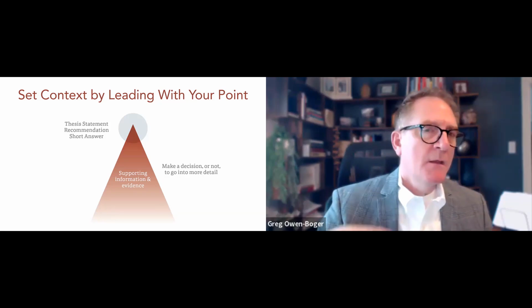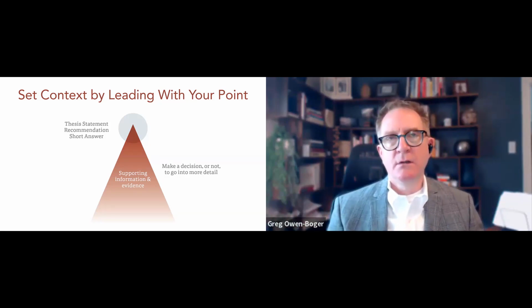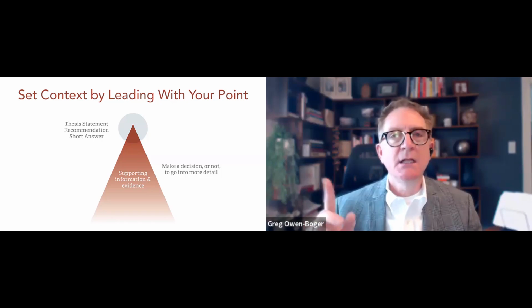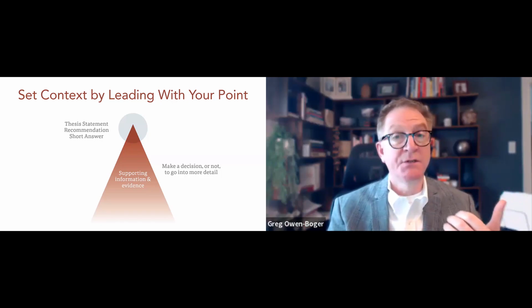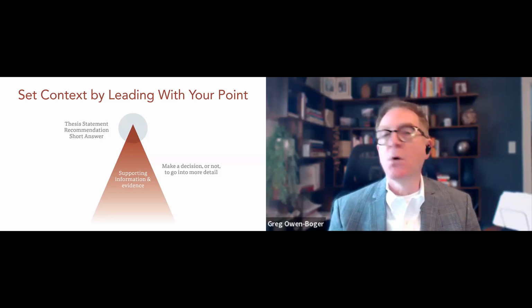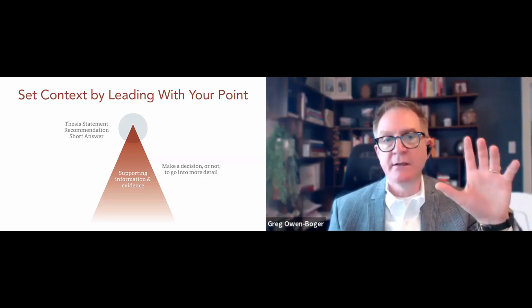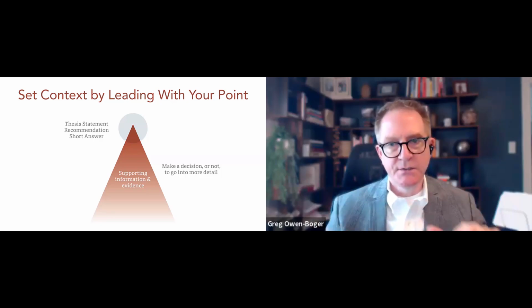Now, there's an image on the slide here of a triangle, and we talked about setting context using the framing strategy. As you work through the content, lead with your point. In other words, start with a thesis statement when a new slide comes up, or be very clear with your recommendation. Or if there's a question that's being asked, start with the short answer. Then you can make a decision or not to go into more detail.